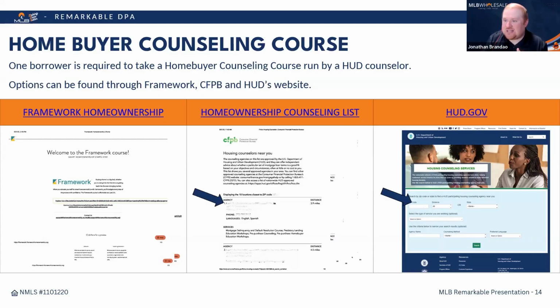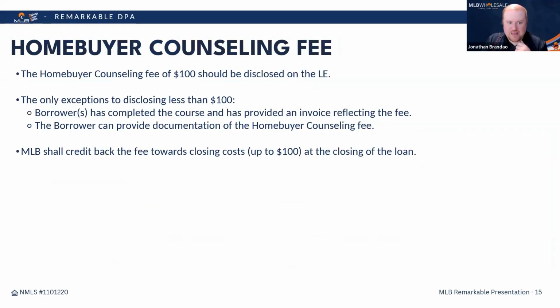The great thing about this class is that only one person has to take it, and it has to be run by a HUD counselor. It can go through any agency, as long as that's the factor. MLB will give a lender credit of up to $100 for the cost of that class, which will show on the closing disclosure. One of the things we'll condition for is the invoice and the certification of completion of that class, so our team knows how much the class cost.